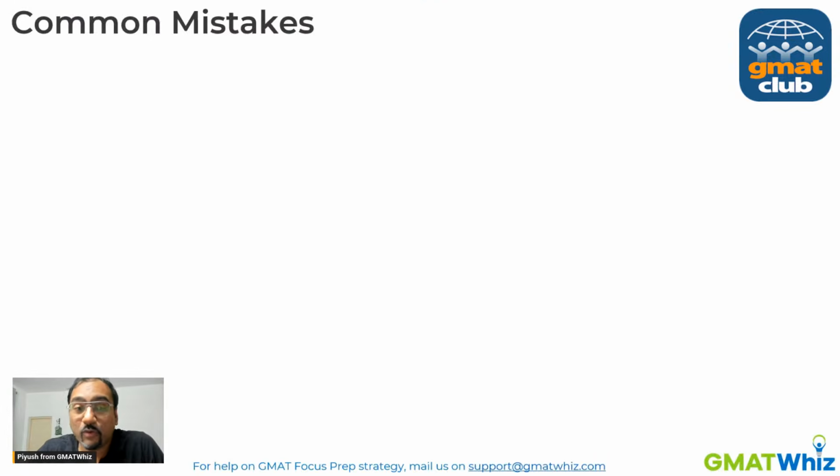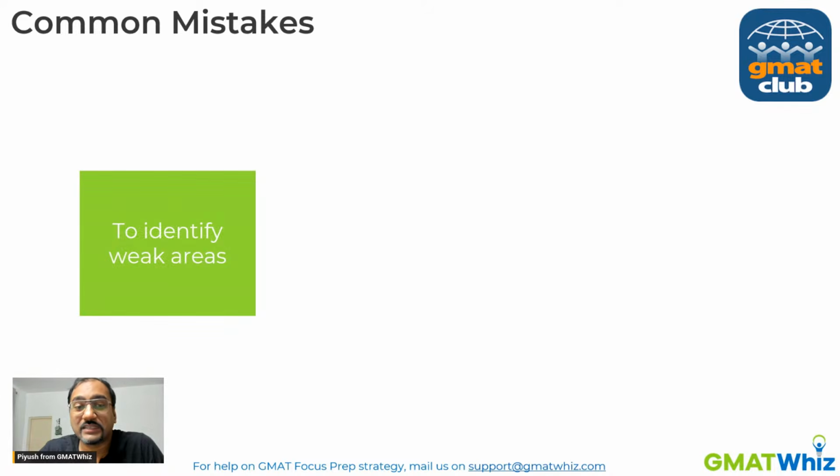So the most common reason where I see people take mocks is basically to identify weak areas. They try to do mocks for identification of weak areas. Now, you might think, Piyush, aren't mocks meant for that? Aren't mocks meant for analyzing my weak areas? No, honestly, no. Because I'll tell you why. When you have only 21 questions, let's say, in a quant section of a mock, you cannot identify your weak areas through just those 21 questions, because in quant there are more than 28, 29 topics tested. GMAT can't give you all those 28, 29 topics in a mock.